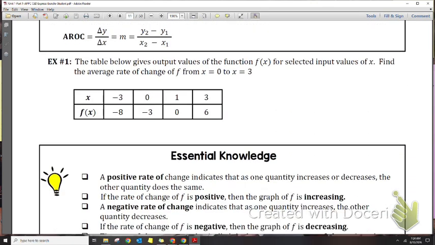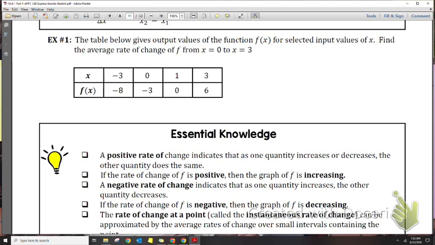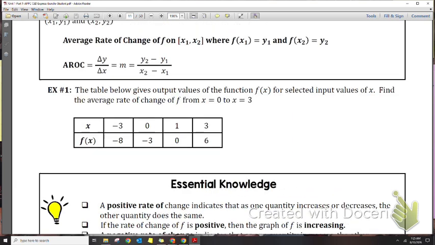All right, so let's look at example 1. It says the table below gives output values of the function f of x for selected input values of x. Find the average rate of change from x is 0 to x is 3. So we're looking from where x is 0.